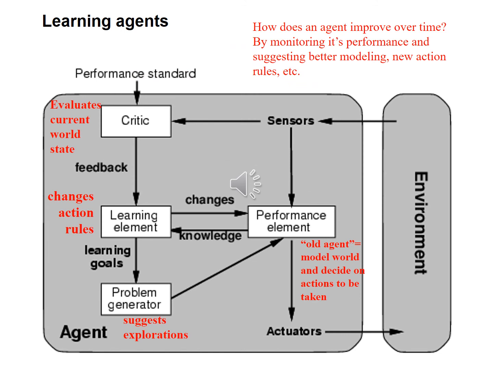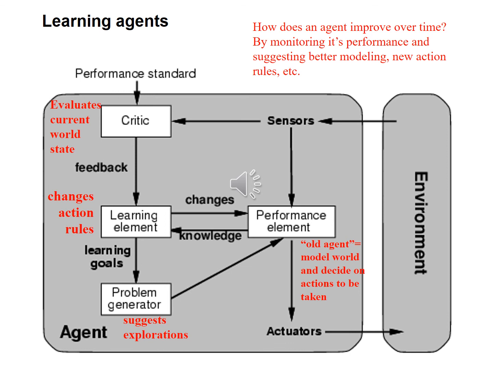Next one is the learning agent that can be divided into four conceptual components: the critic, learning element, performance element, and the problem generator. The most important difference between the learning element and the performance element is that the learning element is responsible for making improvements in the behaviors and in the actions, and the performance element is responsible for selecting external actions.